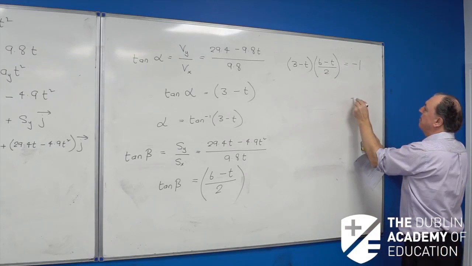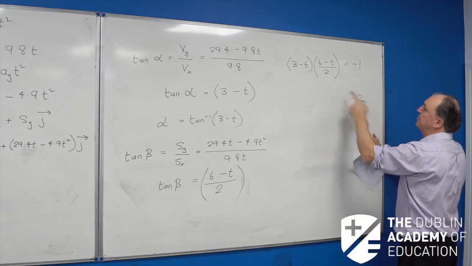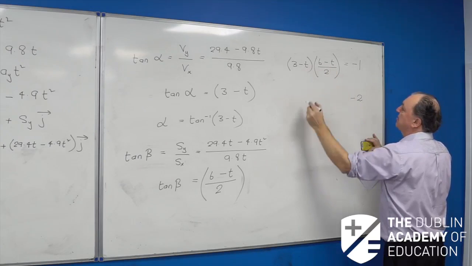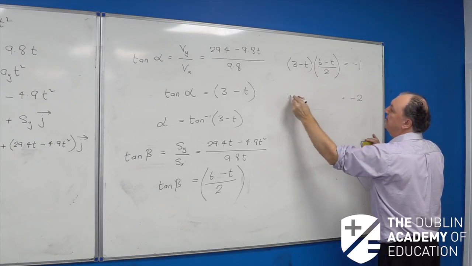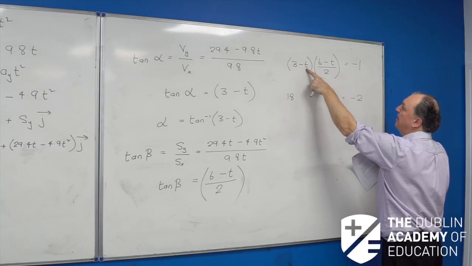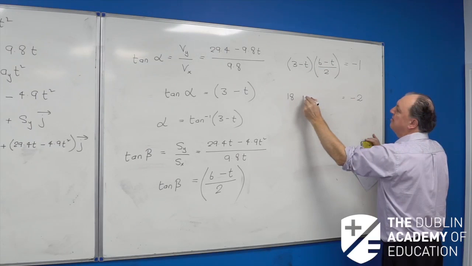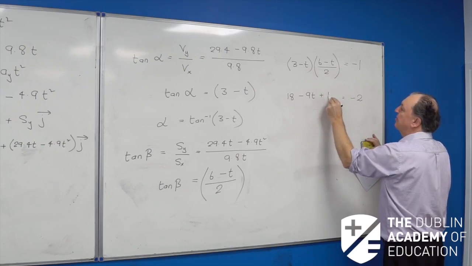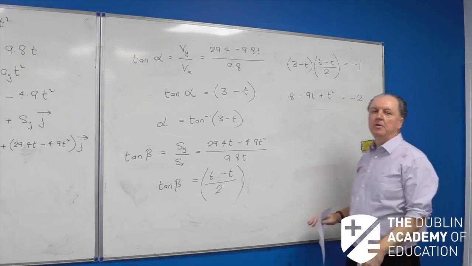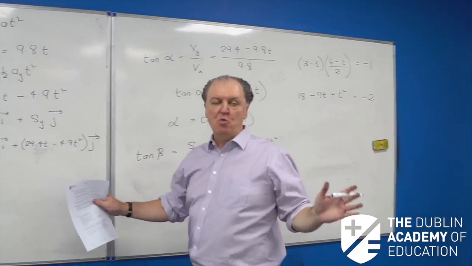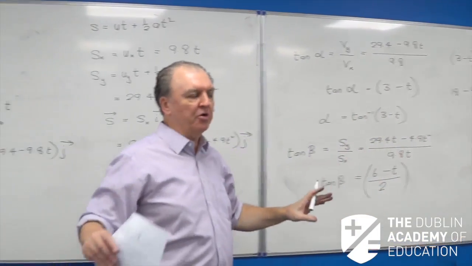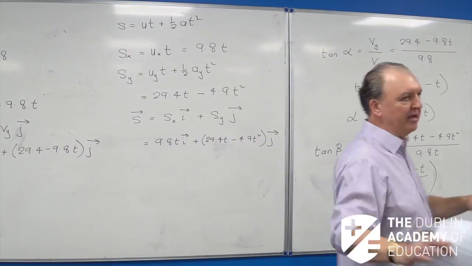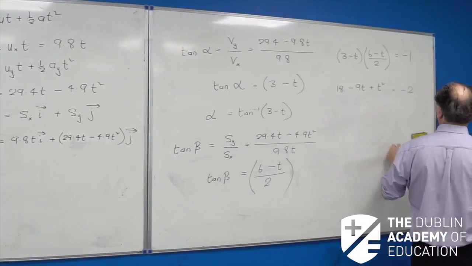Slide the 2 up, get minus 2. I'm going to multiply these brackets out. 3 by 6, 18. Do the t's in my head: minus 6t minus 3t, minus 9t. Minus t by minus t, plus t squared. Look, you do the algebra whatever way you want to do it. I do it my own way, so you might have to do 2 or 3 lines. That's up to you, but basically our answers will always be the same.